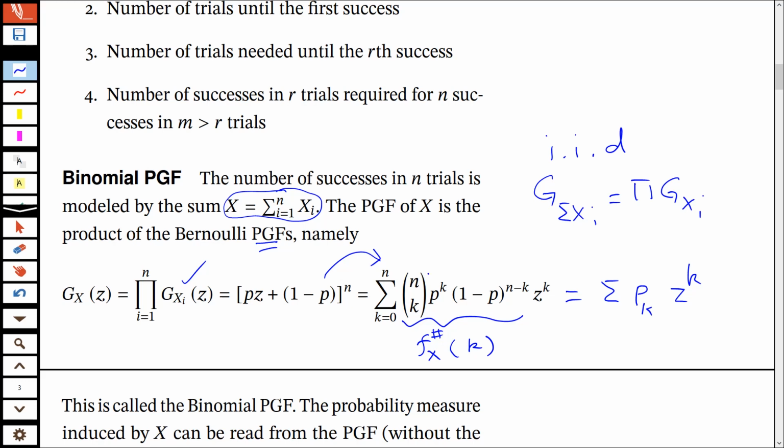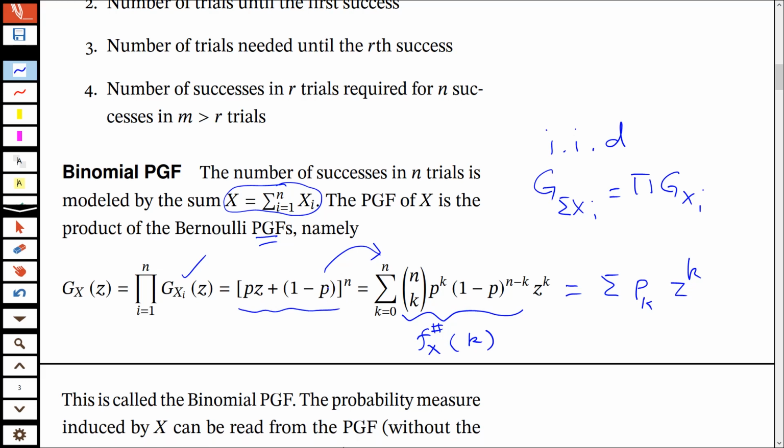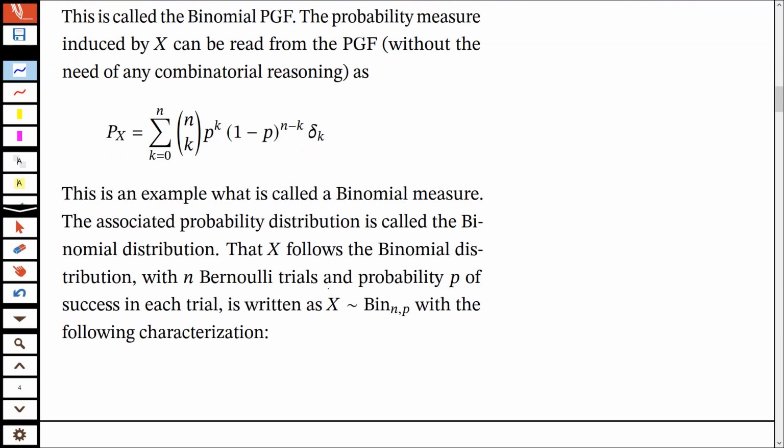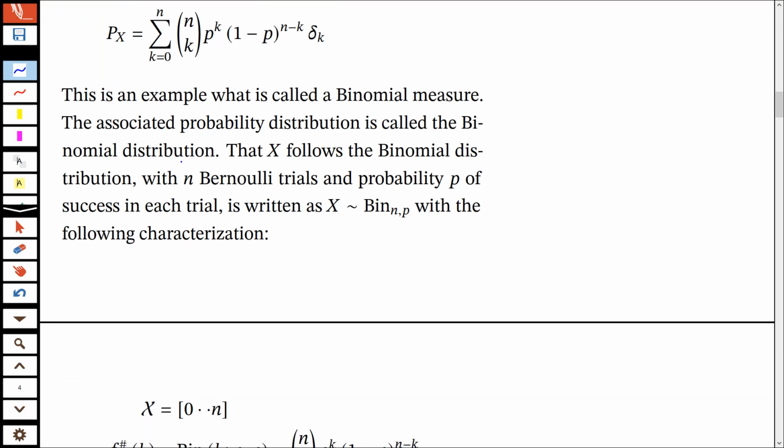So I will use this for reading the PDF, and I will use this form for any other calculation which requires calculus. So you see, I could read the probability distribution from my PGF. So I have discovered a new distribution. That is what we mean by binomial distribution.